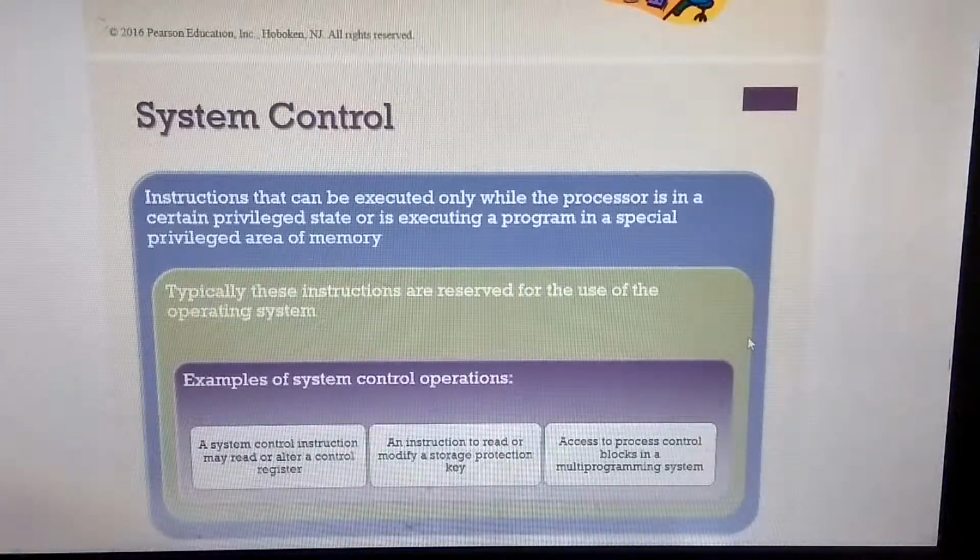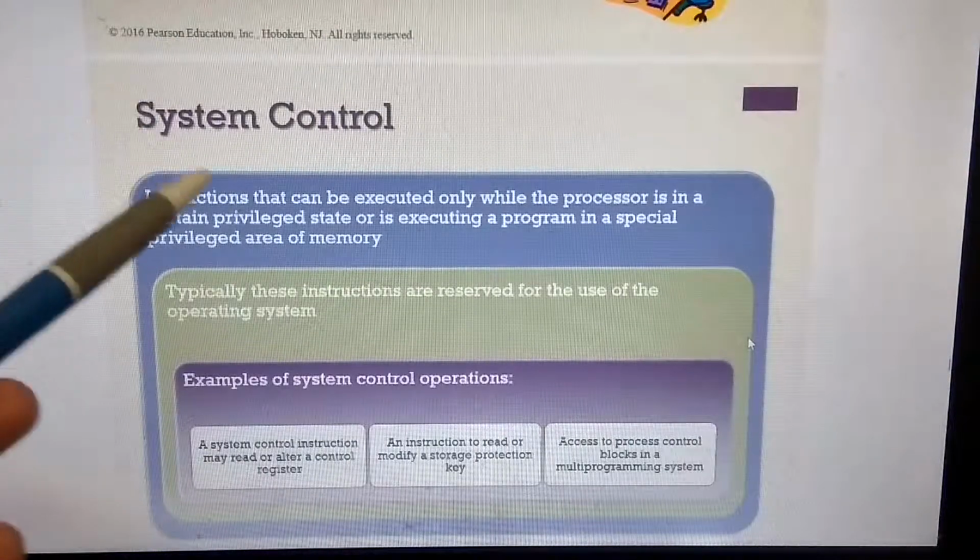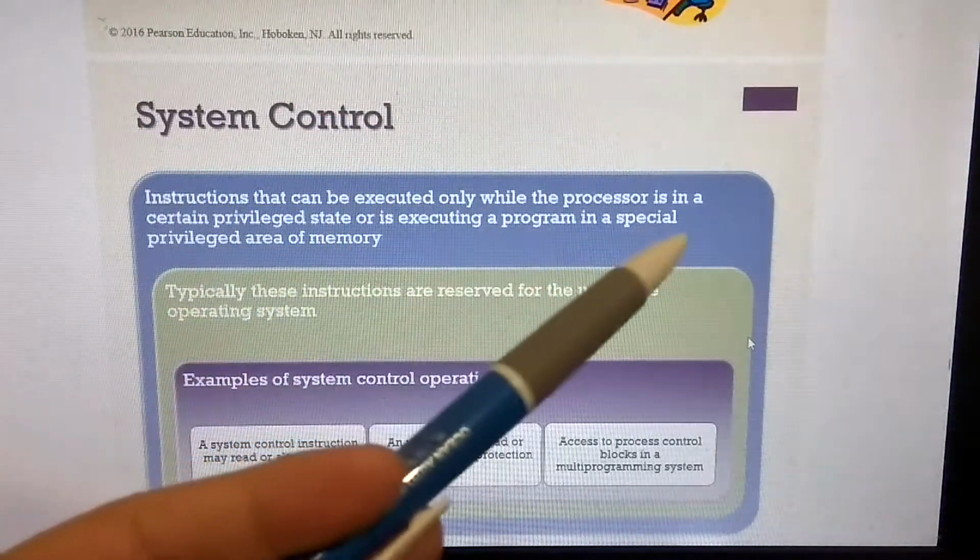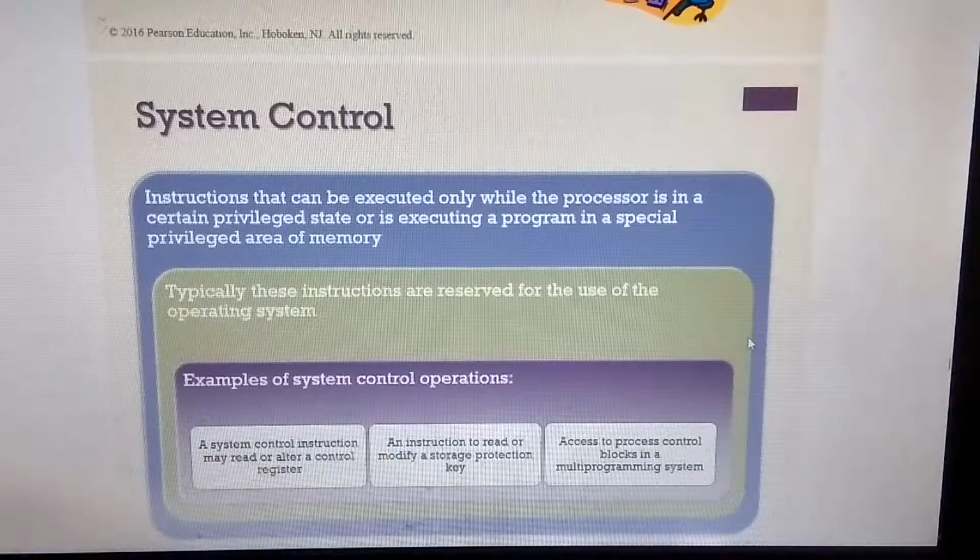Next, we'll talk about system control. These are instructions that can be executed only while the processor is in a certain privileged state or is executing a program in a special privileged area of memory.